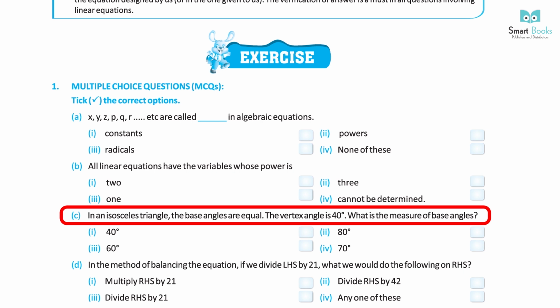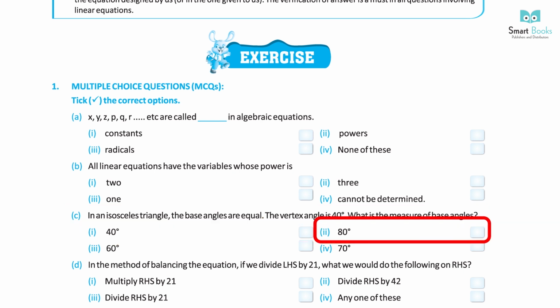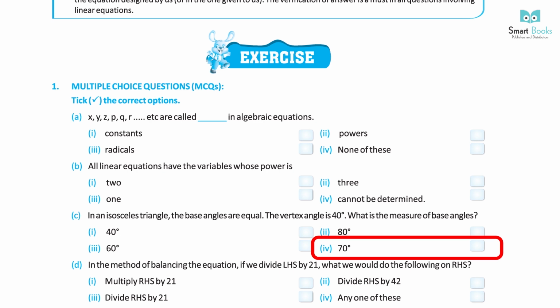C. In an isosceles triangle, the base angles are equal. The vertex angle is 40 degree. What is the measure of base angles? First, 40 degree. Second, 80 degree. Third, 60 degree. Fourth, 70 degree. Solution. Fourth, 70 degree.